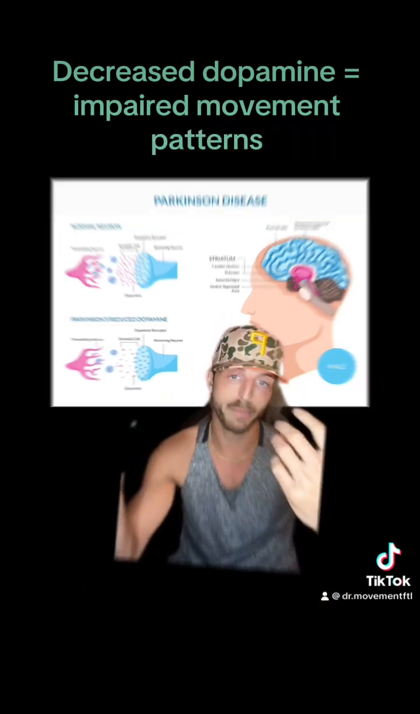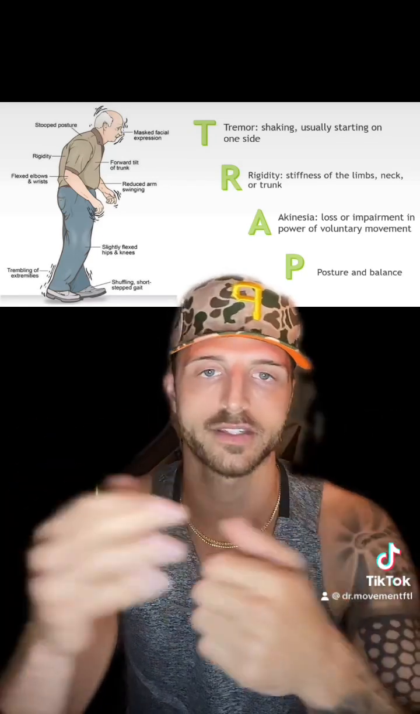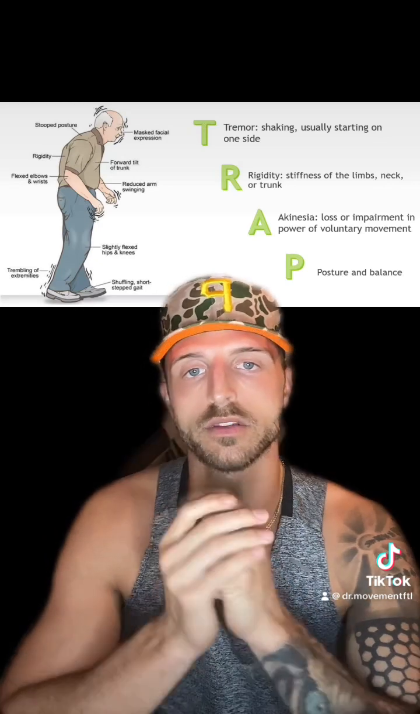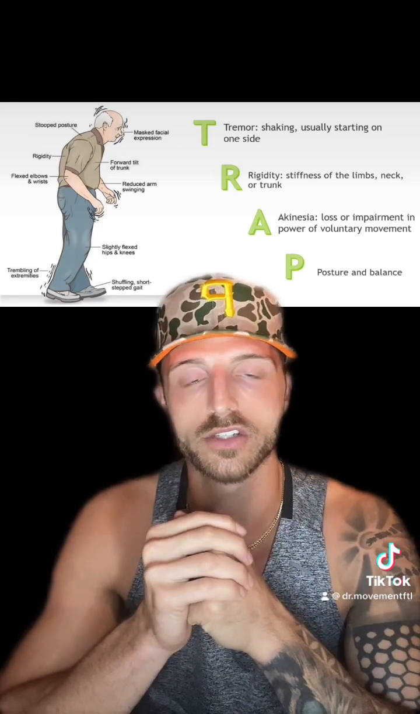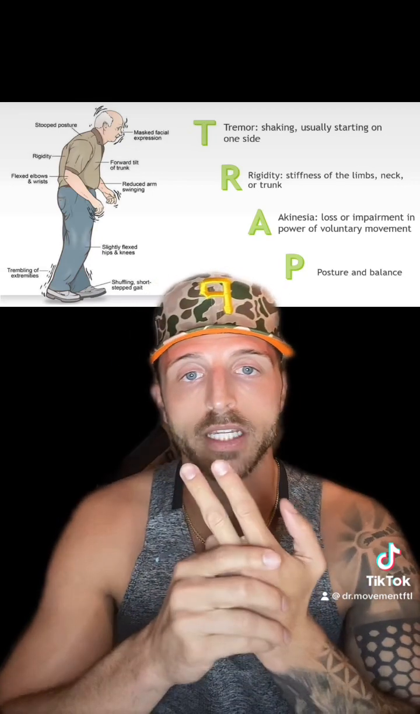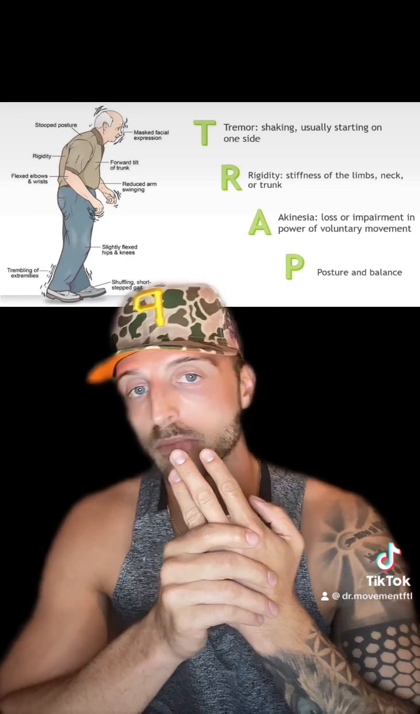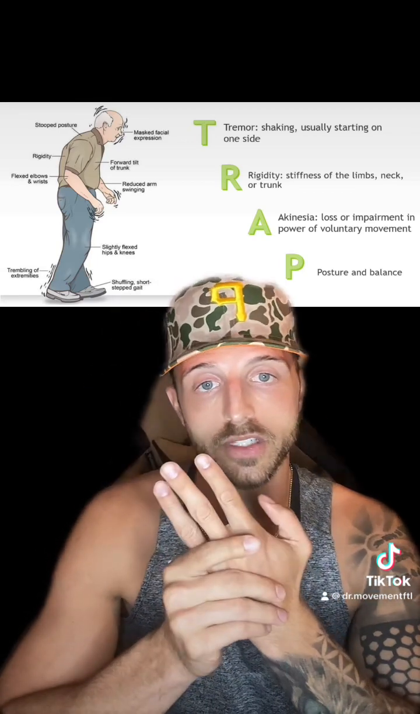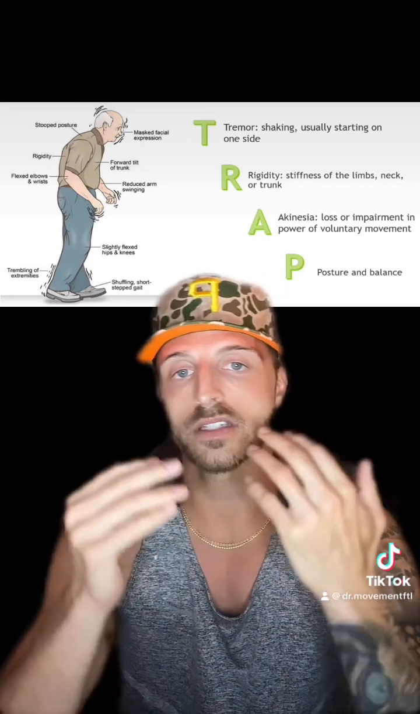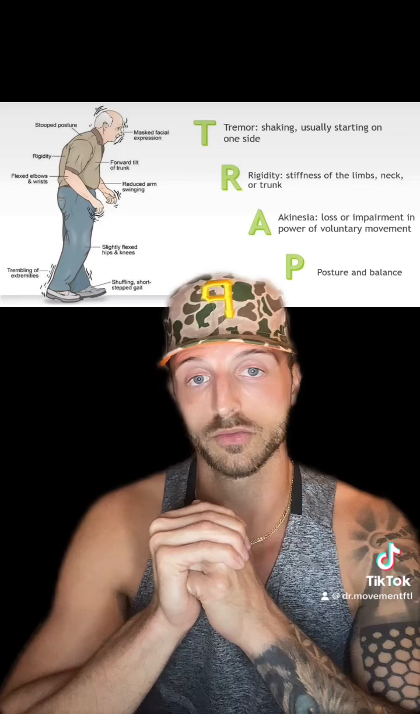to be impacted. With Parkinson's disease, we're trying to identify any movement patterns that may be abnormal from what we typically see, right? So this acronym above, which is TRAP, stands for tremor, rigidity, akinesia, which is a lack of movement. We also may see bradykinesia, which is a slowness of movement. And then the P is going to be for posture and balance. These are just typical effects that you're going to see with those suffering from Parkinson's.